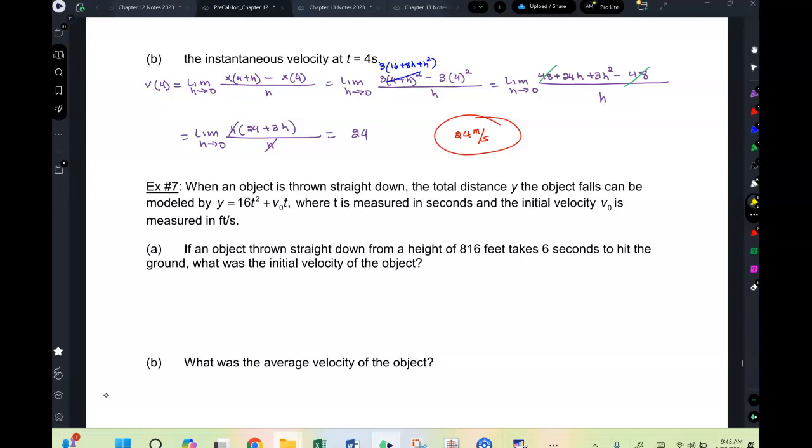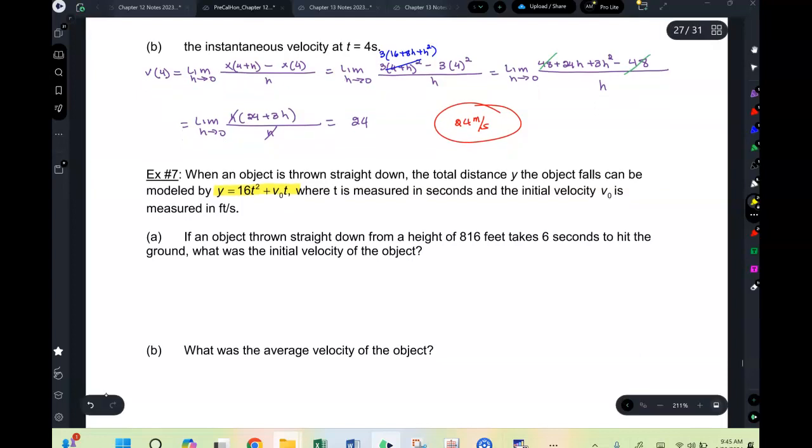Okay. When an object is thrown straight down, the total distance the object falls can be modeled by this, where t is measured in seconds and the initial velocity v naught is measured in feet per second. If an object thrown straight down from a height of 816 feet takes 6 seconds to hit the ground, what was the initial velocity of the object?